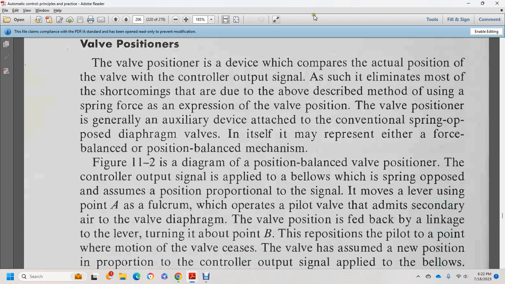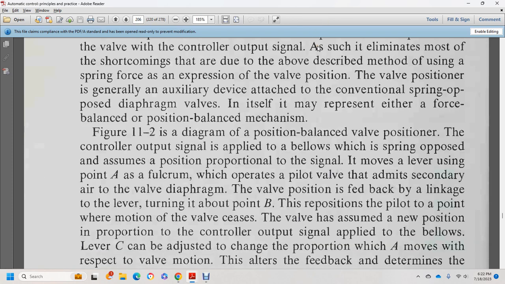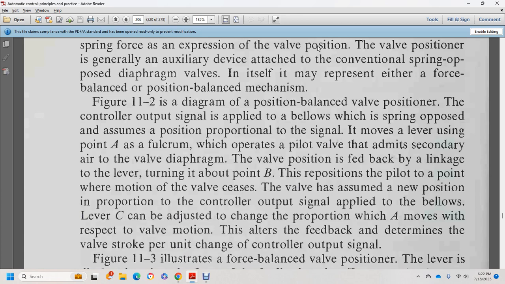The valve position feedback is linked to the lever turning at point B, repositioning the pilot at the point where the motion of the valve ceases. The valve has assumed the new position proportional to the control output signal applied to the bellows. The lever seeks and adjusts the ratio, which determines the valve stroke per unit change in the control output signal.